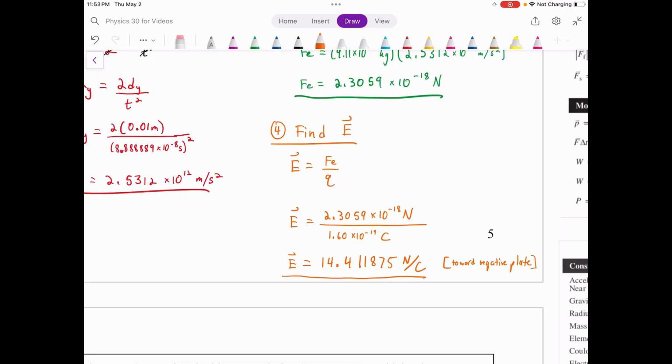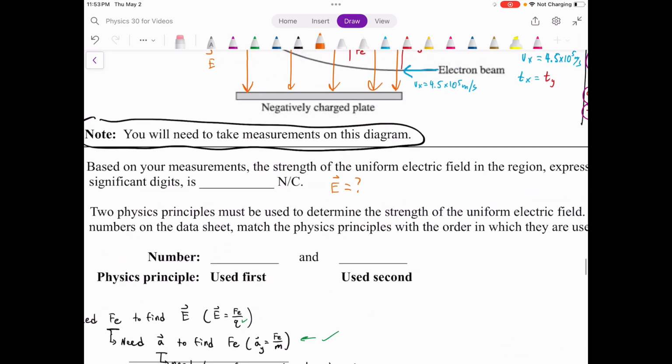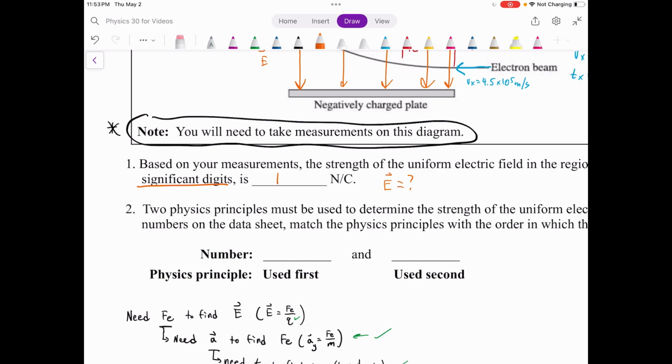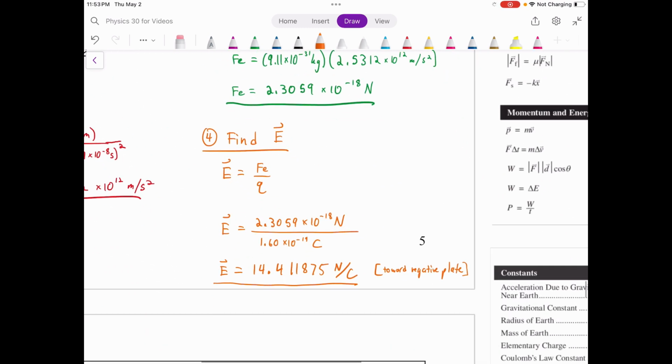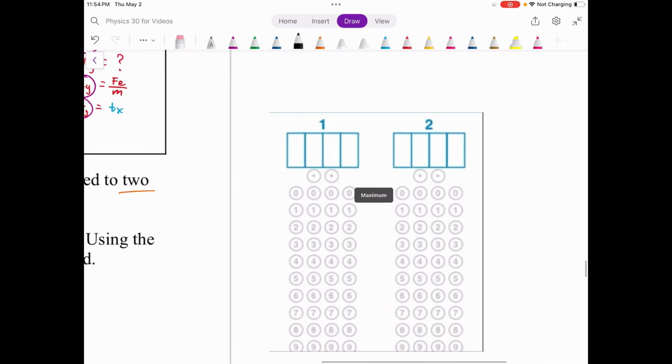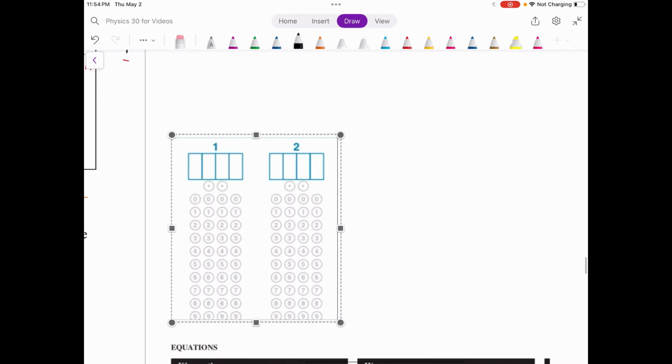Now, they asked for our answer to 2 significant digits. So that would just actually be 14 newtons per coulomb. If we were actually writing this diploma, we'd go to our answer sheet, and for number one, we would fill in 14, right? Only 2 digits. We don't need the last 2 boxes. That's okay. You always start in the leftmost box. If you don't need any once you're done with your number, that's okay, right? Always left justify. And there we go.